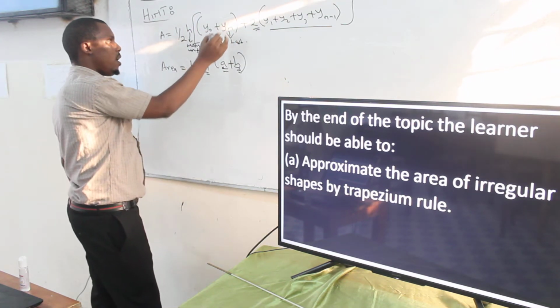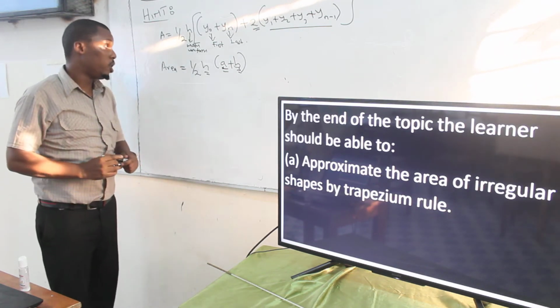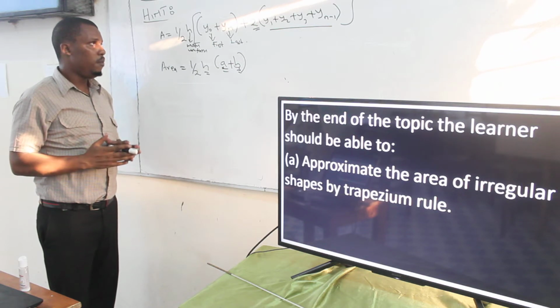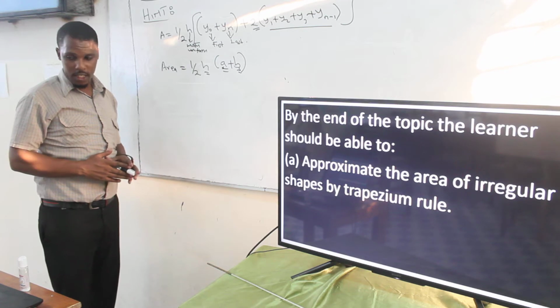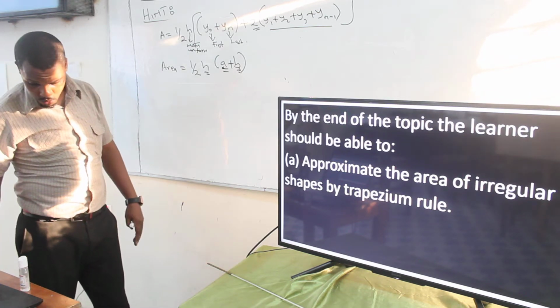The first one and the last one are not multiplied by 2, but the others are going to be multiplied by 2. So this formula is there in the mathematical table. So our case is to be able to apply it when we are having a question of that nature. So let me show you the way the question is going to be framed so that you see what you're going to be doing.